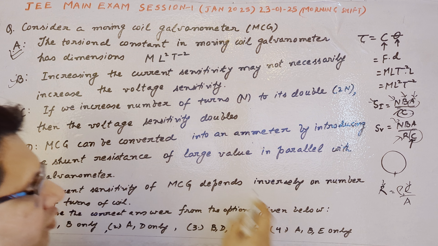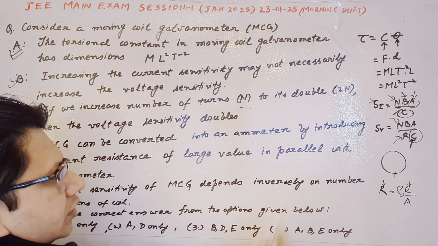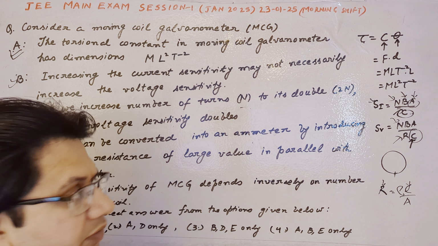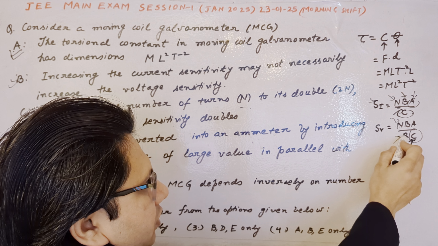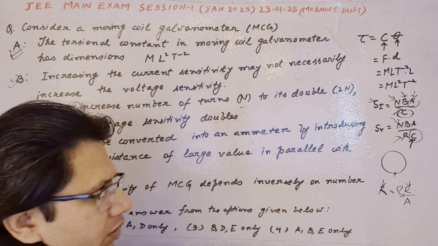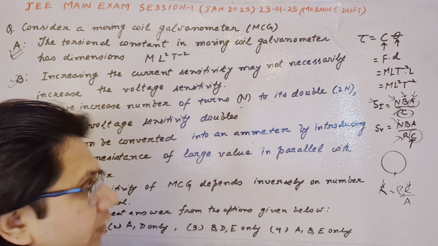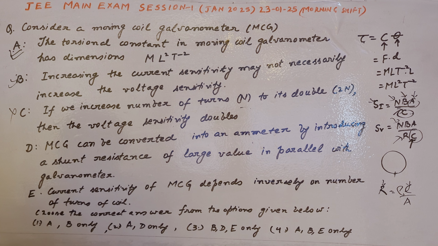We have discussed it basically that if we increase n to 2n, then there is no change in the voltage sensitivity. The reason is if we increase n to 2n, the resistance also increases to 2r. So this 2 cancels in numerator and denominator. So that's why this statement is a false statement.